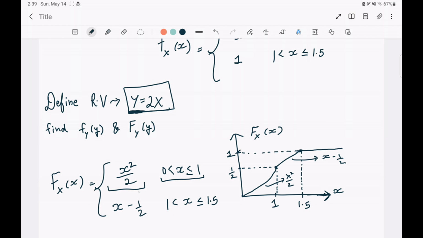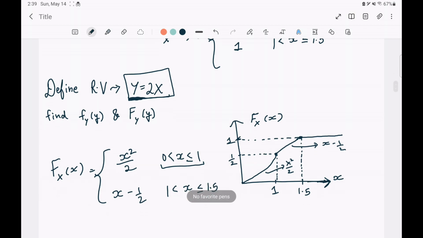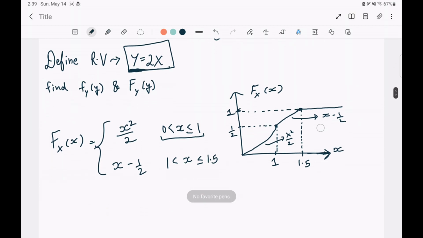Now that we have found the cumulative distribution function of x, you can also write Fx as this. The cumulative distribution function of x is the probability of the random variable taking a value less than small x, like this.